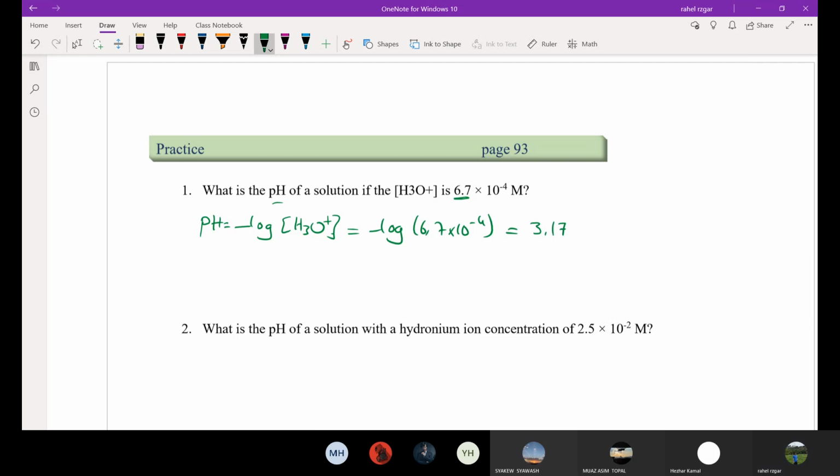Okay. Again, this one, the second question, is also the same. That's why try to solve the second one by yourselves.